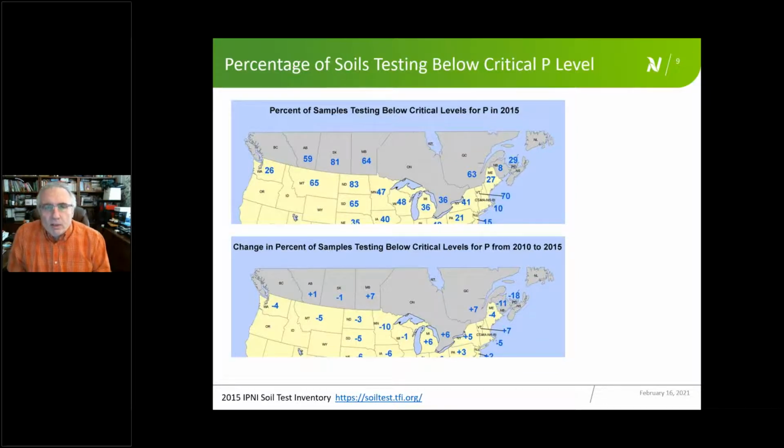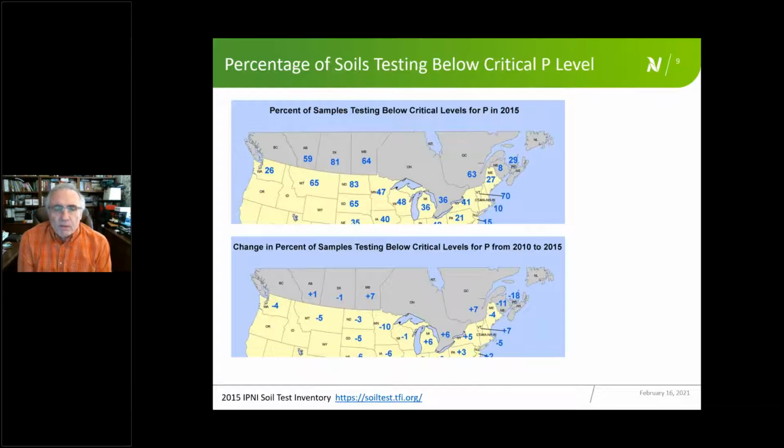What we're looking at here is data that's collected from a large number of soil test laboratories. The laboratories are invited to submit their samples on an anonymous basis. So samples then go into a large database and they're analyzed, and the distribution of the sample analysis is plotted. In the map, the blue numbers that you see, for Alberta, Saskatchewan, and Manitoba, you see 59, 81, and 64. That is the percentage of the samples submitted by the laboratories that were below the critical level for phosphorus.